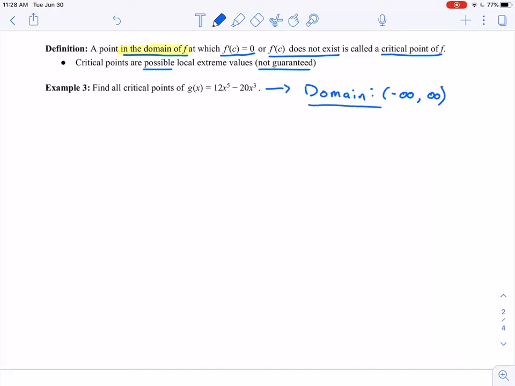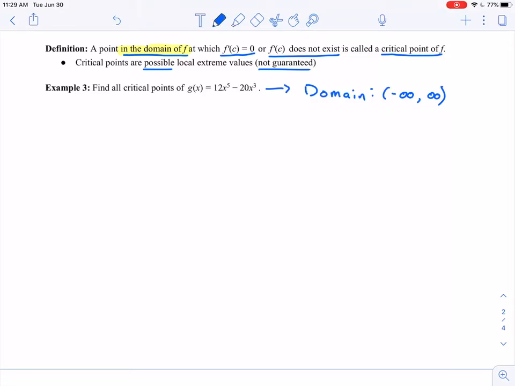So what this domain means is that if I come up with any point where either the derivative is equal to 0 or where the derivative does not exist, that is automatically going to be a critical point, because my domain is all real numbers. My domain includes every real x value. So I need to consider these two cases.